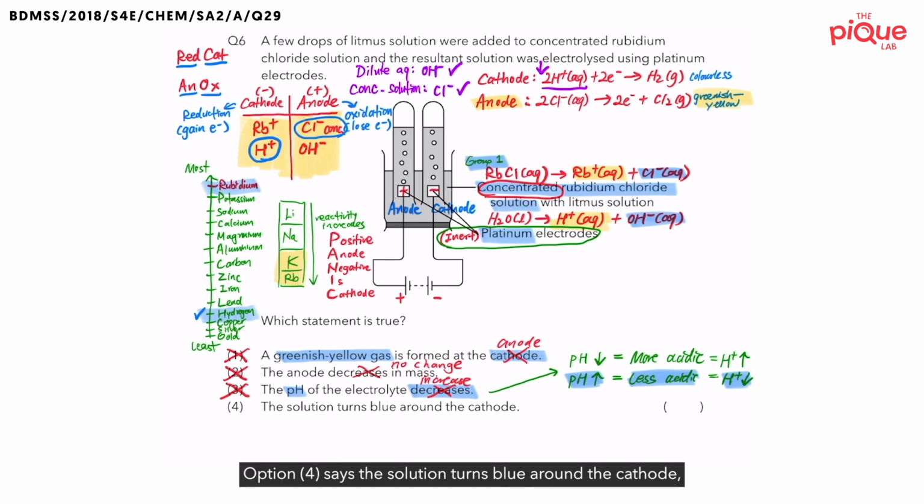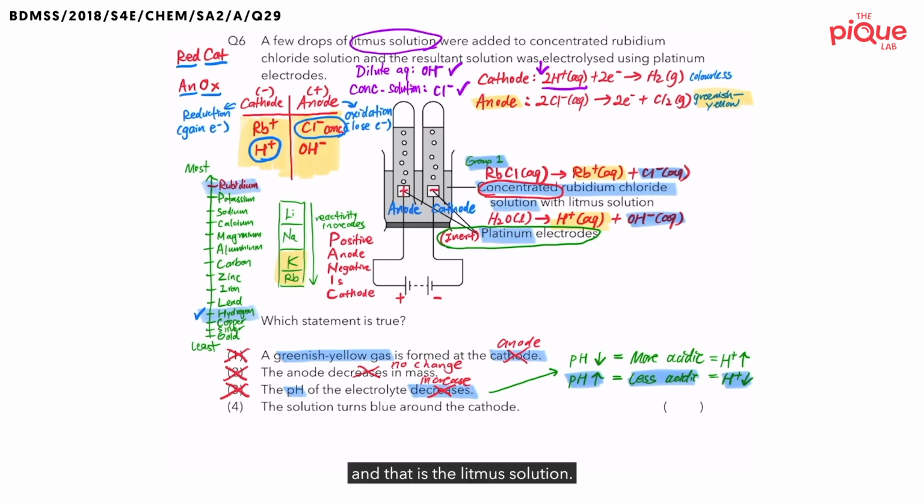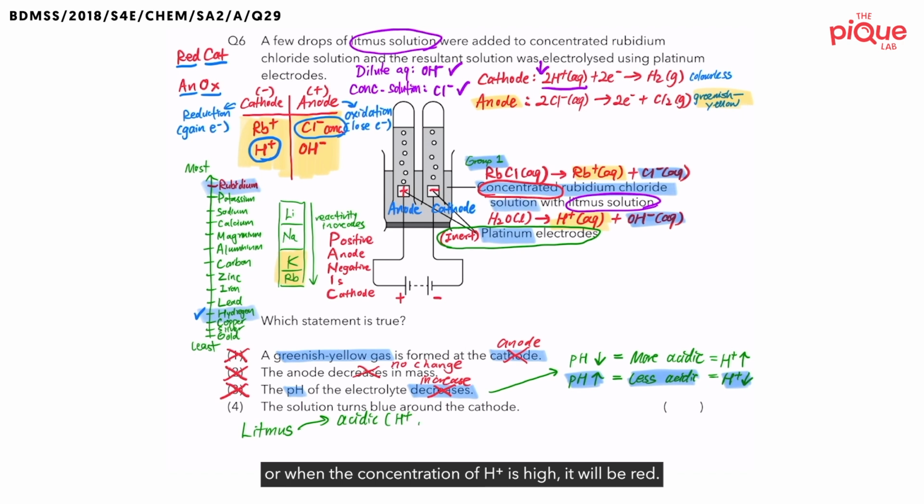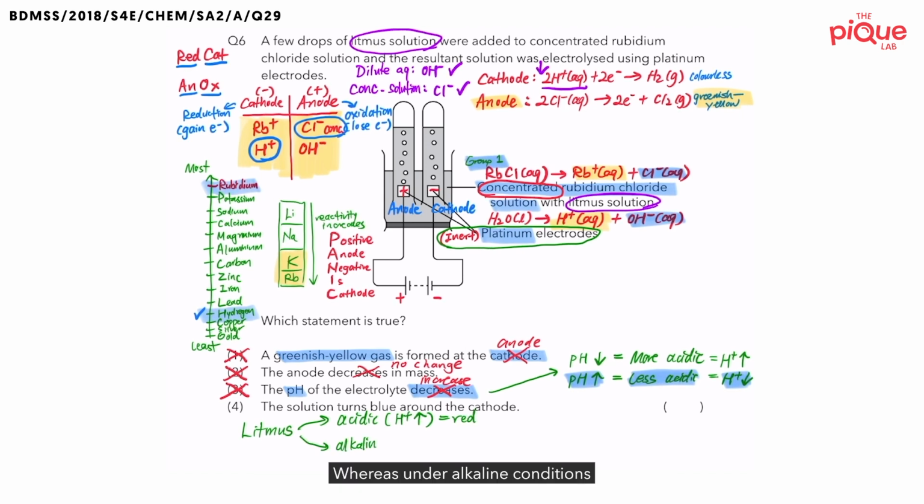Option 4 says the solution turns blue around the cathode. And if you look at the question, there is something that we have not yet analyzed, and that is the litmus solution. Can you still remember the color change for litmus solution? Under acidic conditions, or when the concentration of H plus is high, it will be red. Whereas under alkaline conditions, or when the concentration of H plus is low, it will be blue.